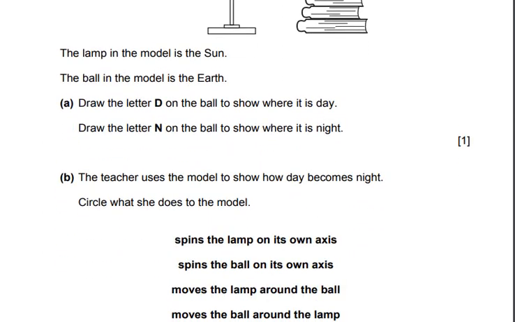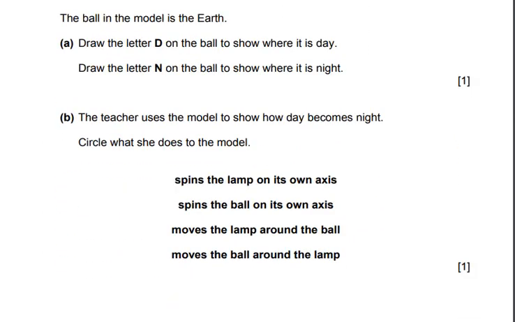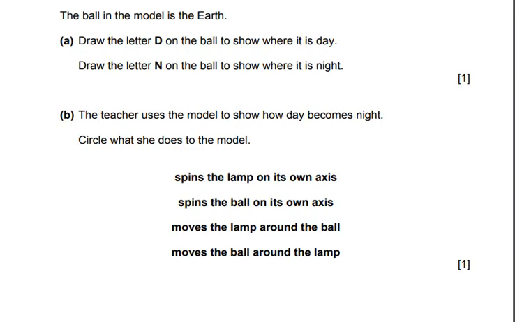Question B. The teacher uses the model to show how day becomes night. Circle what she does to the model. So 1, spins the lamp on its own axis. 2, spins the ball on its own axis. 3, moves the lamp around the ball. 4, moves the ball around the lamp. So here the right answer is the second one, spins the ball on its own axis.